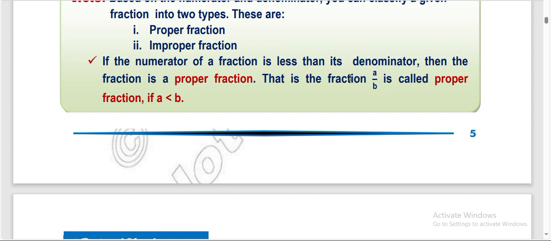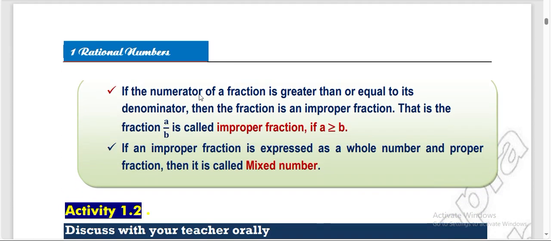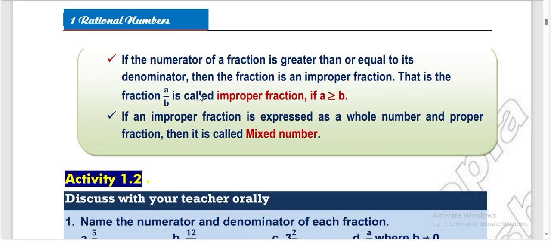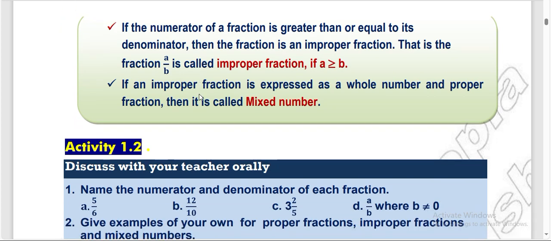That is, a over b is called a proper fraction if a is less than b. This one is a proper fraction. Oppositely, if a is greater than or equal to b, we call it an improper fraction. If the numerator of the fraction is greater than or equal to the denominator, then the fraction is an improper fraction. That is, fraction a over b is called an improper fraction if a is greater than or equal to b.